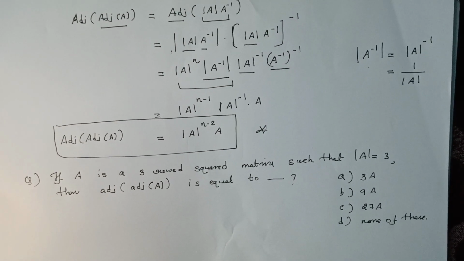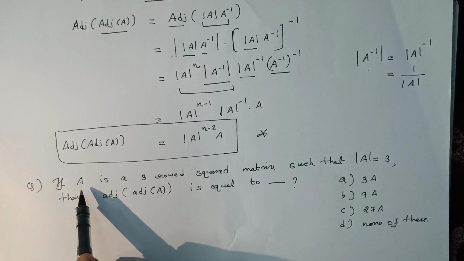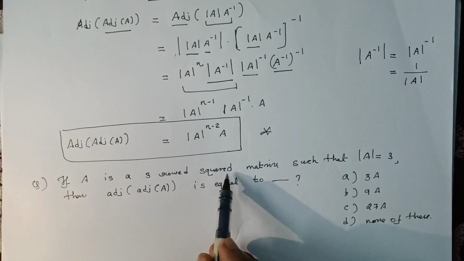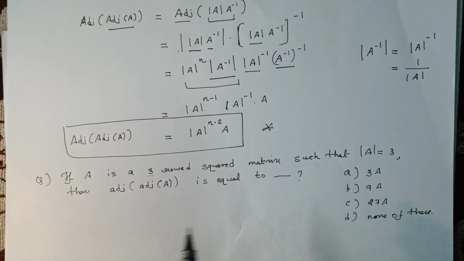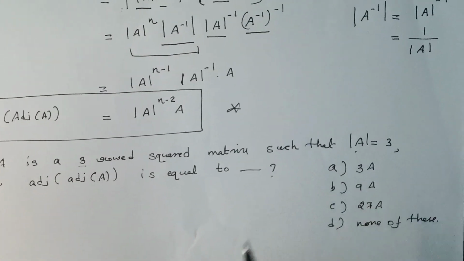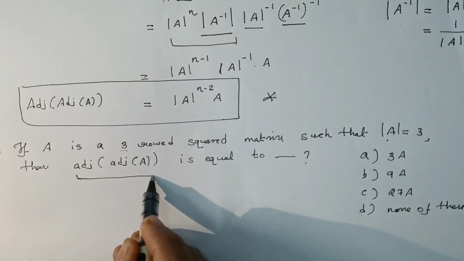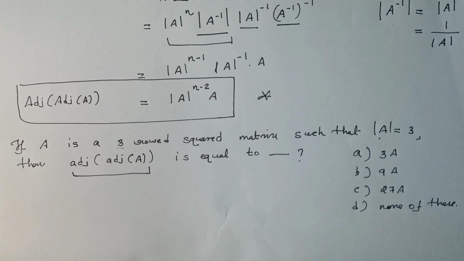Let's discuss a question from the same property. The given matrix A is a 3-rowed square matrix, that is, the order of the given matrix is 3, and it is also given that the determinant of A equals 3. We are asked to find the adjoint of the given matrix.